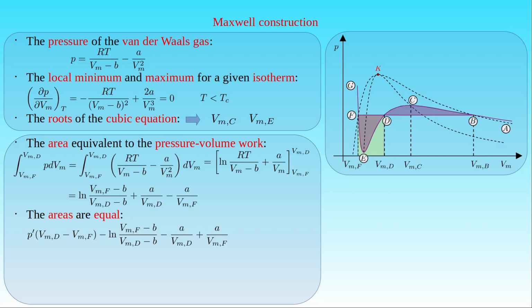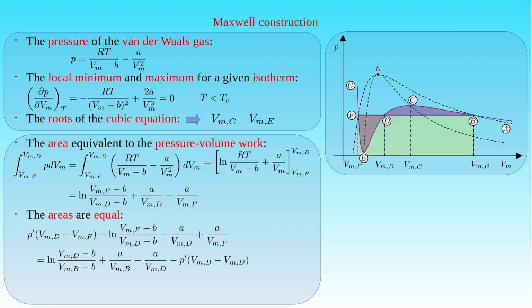This expression must also be equal to the area of the second closed curve, which is given by the difference between the area under the isotherm and the area of the rectangle with the base Vmb minus Vmd and the height P'. That is, the right-hand side of the equation can be written as the natural logarithm of the ratio of Vmd minus B to Vmb minus B, plus A over Vmb, minus A over Vmd, minus P' times the difference between Vmb and Vmd.